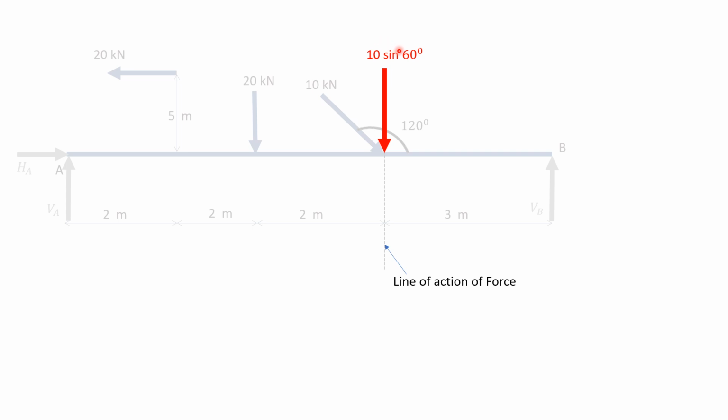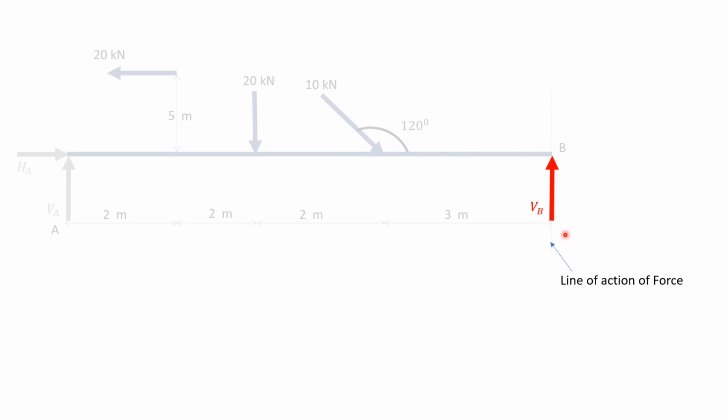This 10 sin 60, it passes through line of action of force like this. It will have perpendicular distance about point A of 6 meters, and it rotates about point A like this clockwise. So it will have magnitude of moment of 10 sin 60 into 6 meters. It is rotating clockwise, so 10 sin 60 into 6 positive.